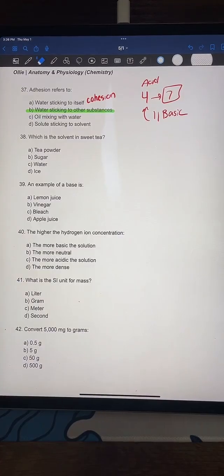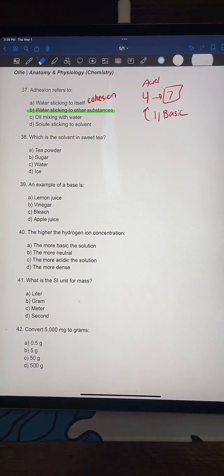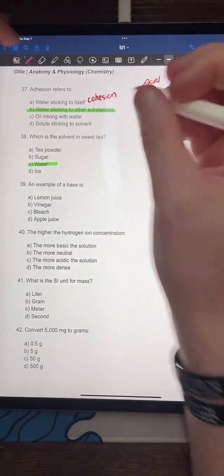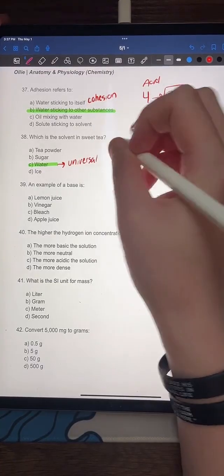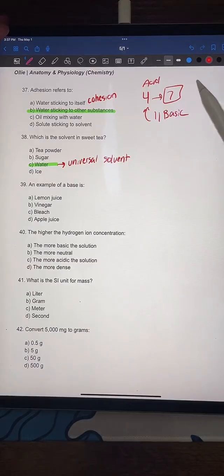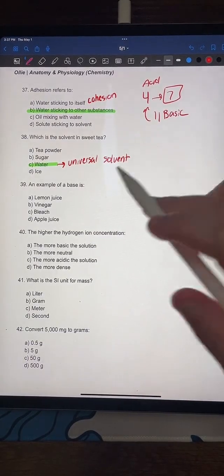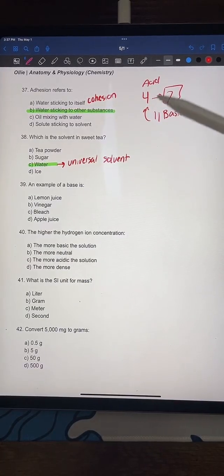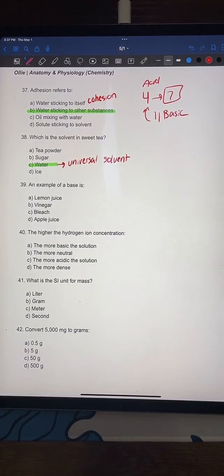Number 38, what is the solvent in sweet tea? For those just joining and asking what this is for, this is some chemistry review for the TEAS 7. Some Gen Chem review. All right, so the solvent is what is doing the dissolving. That'd be our water. Remember, water is our universal solvent. And the solute is what gets dissolved. So the tea powder and the sugar in sweet tea are what get dissolved. Ice would just be solid water, so it would not be part of the solution at room temperature. But water dissolves the sugar and tea compounds in the sweet tea.